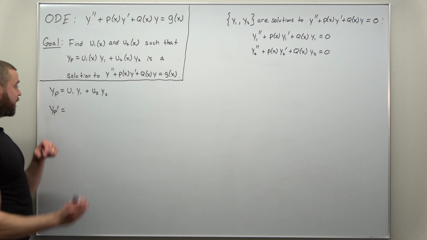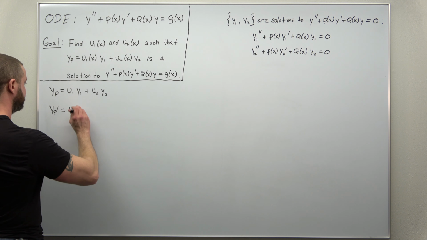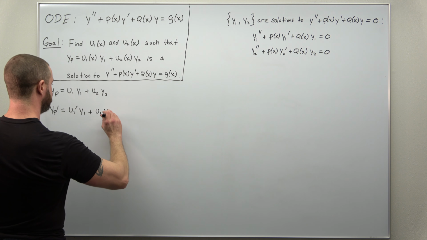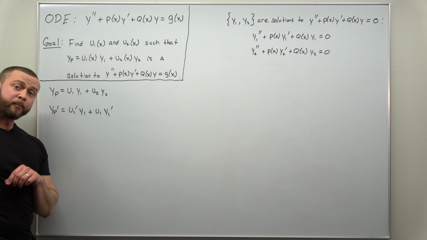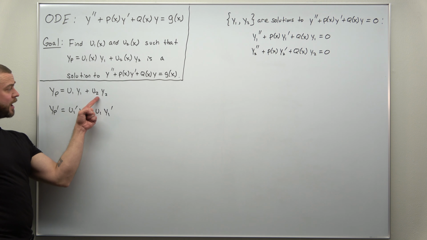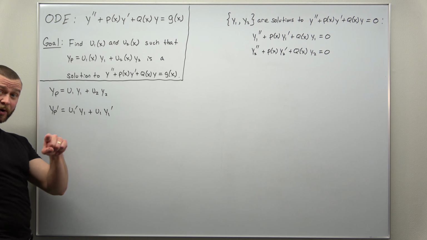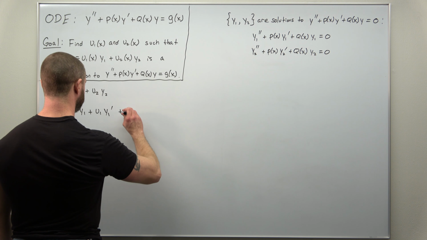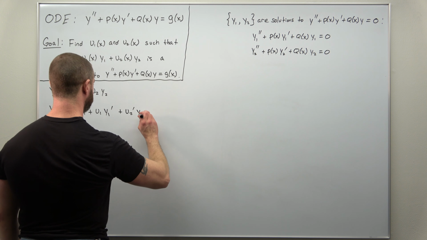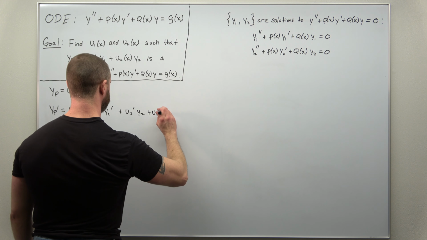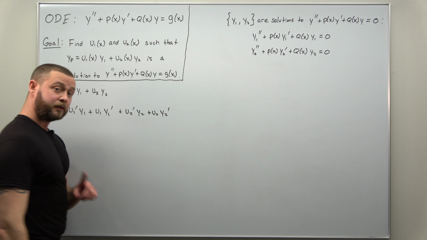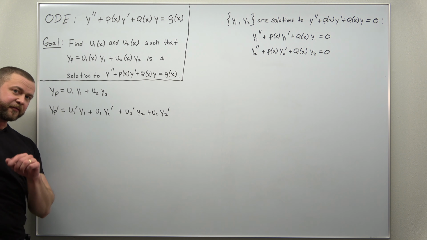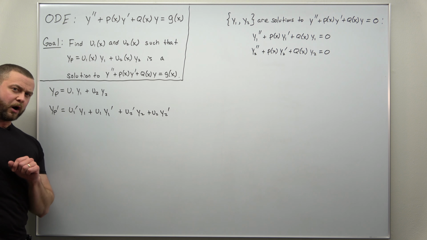We're going to apply the product rule. So u1 prime times y1 plus u1 times y1 prime. And then we again apply the product rule to the second part, u2 times y2. So u2 prime times y2 plus u2 times y2 prime. And we need to think for a second before we go on.